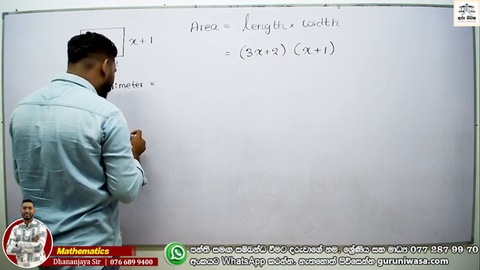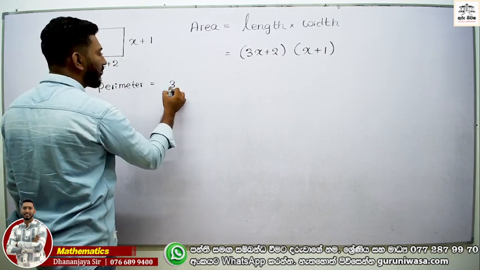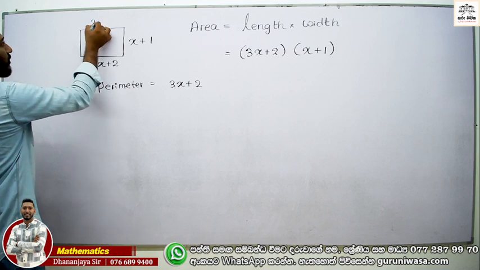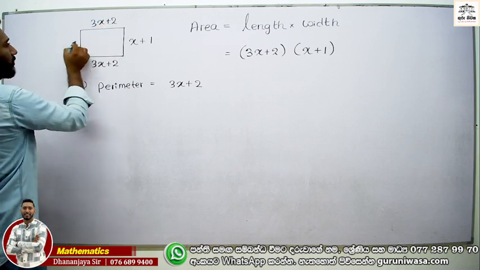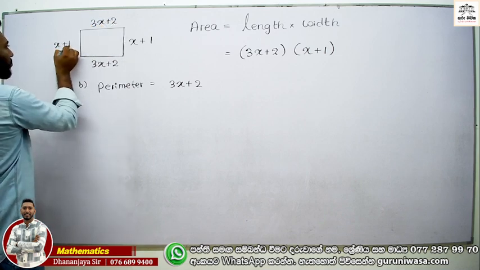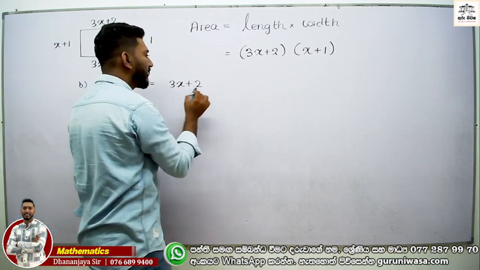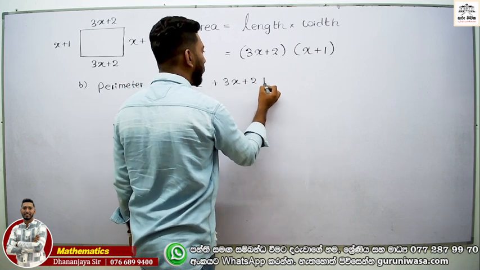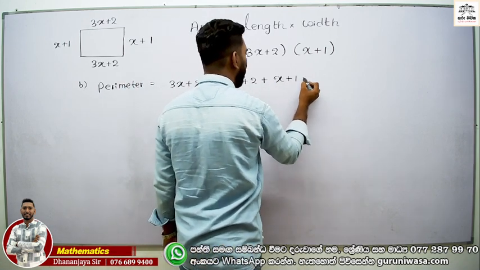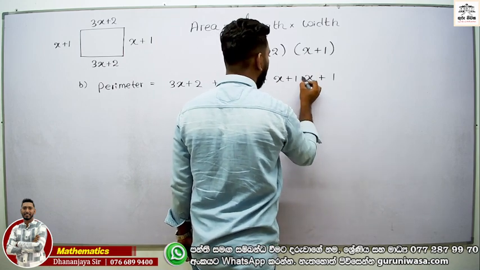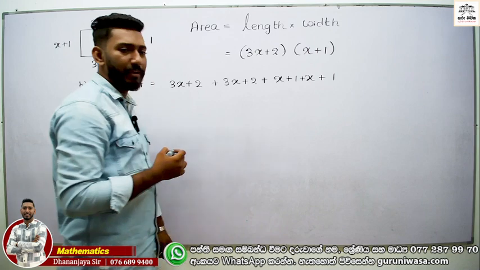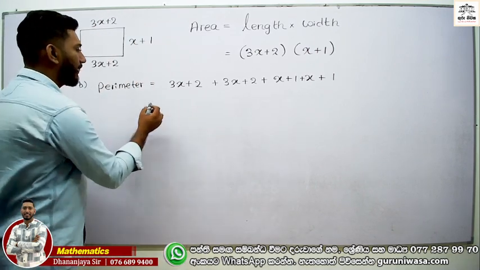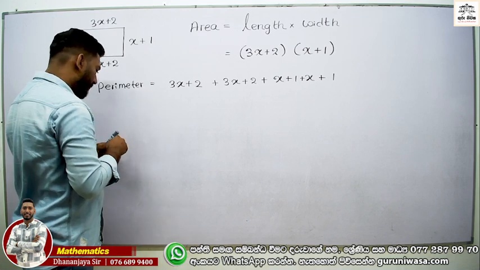So the perimeter can be written as 3x plus 2, and this one is also 3x plus 2. This one is x plus 1. Now you can write 3x plus 2, 3x plus 2, x plus 1 and x plus 1. This is the perimeter. Yes or no? Yes. Now you can simplify. Now tell me the answer.